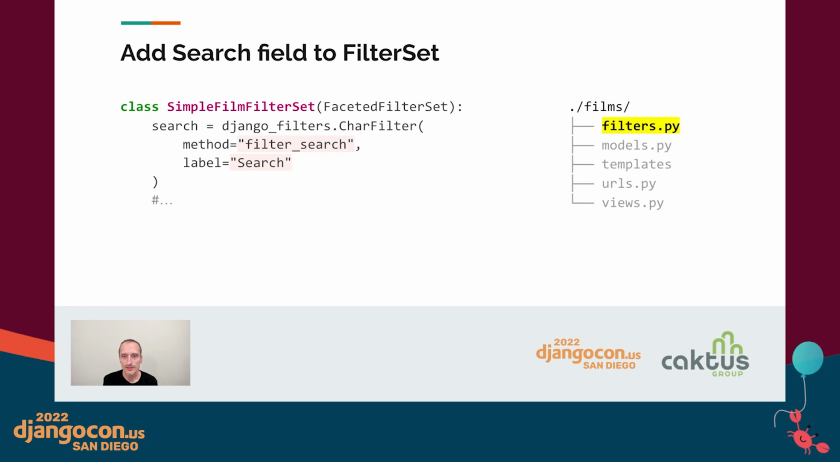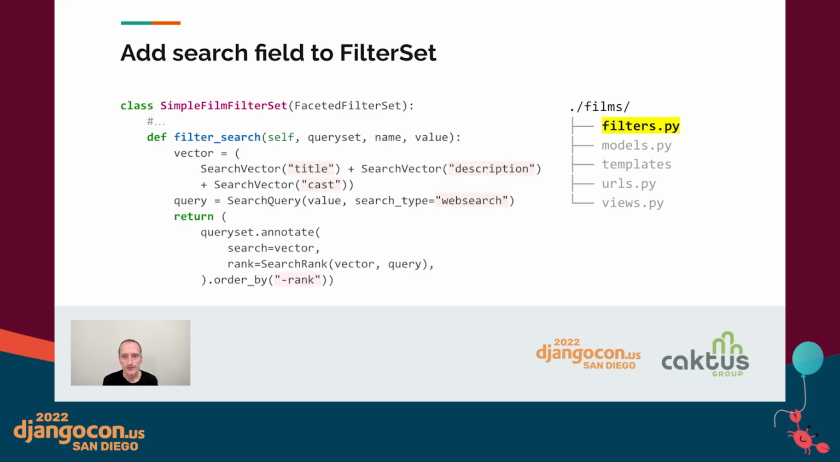So now all we have to do is integrate this into our faceted filter set. First, we add a basic text search field to the filter set, pointing to a filter search method. When the filter set has data for that field, it will call this filter search method. So here we use our search functionality we just reviewed and also include ranking. PostgreSQL will score the results so we can sort by the score and show the best matches first. So to see this in action, Jason will lead us through the full demo project.